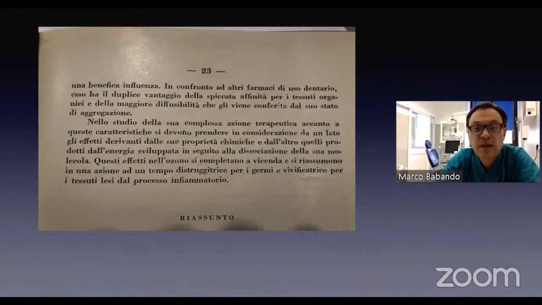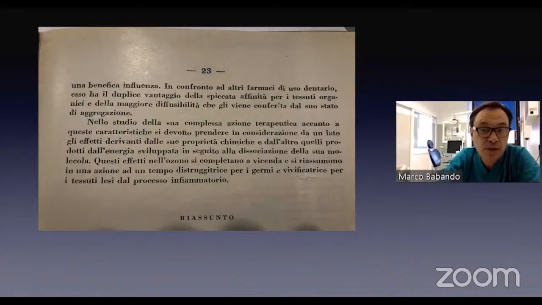This is the little booklet that we mentioned at the beginning, dating back to 1950 from the Dental magazine. It's very important because in 1950 they already understood the double effect of ozone. Here in this extract, you can see that besides considering the effect of the chemical properties of this molecule, we need also to take into account its electric activity.